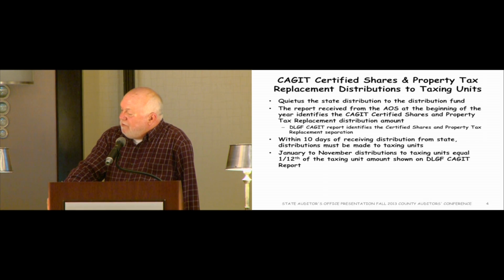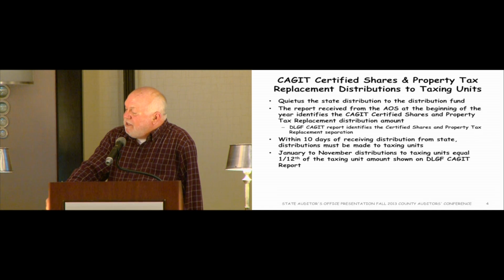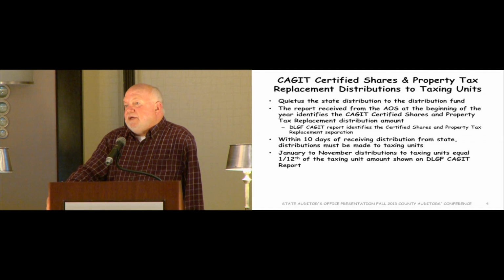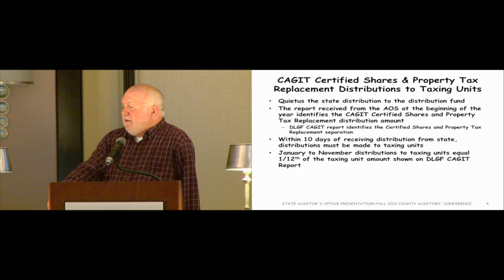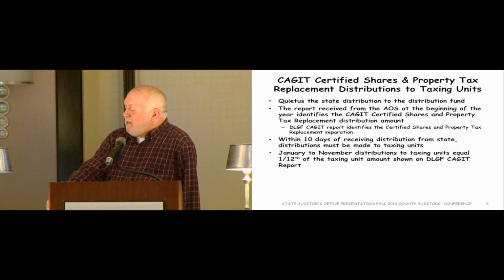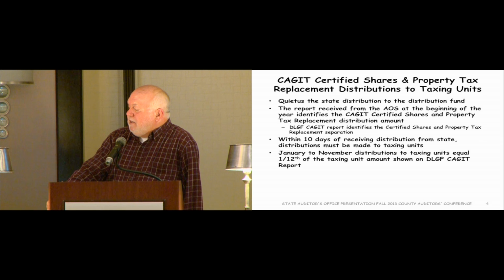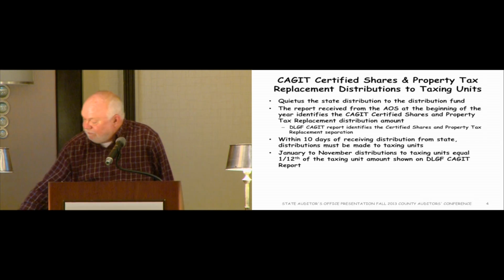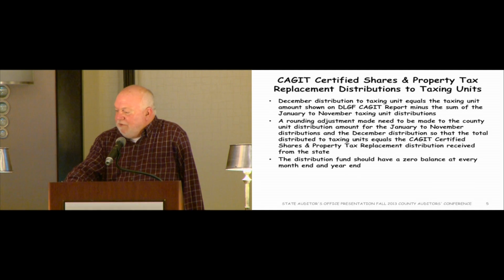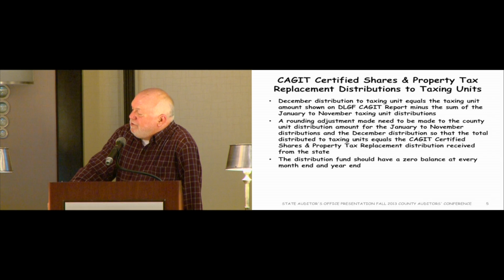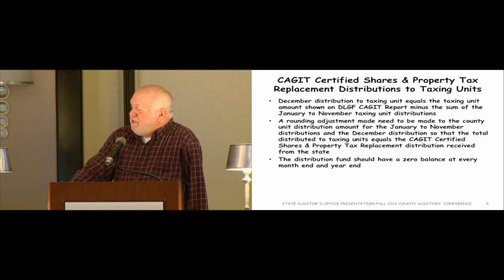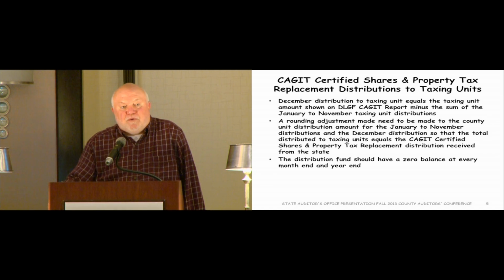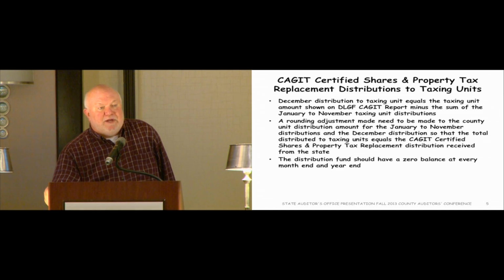The amounts you're going to distribute to the taxing units will be 1/12 of the amount that's shown on the DLGF CAGIT report, which you should already have for next year, or they're out on the DLGF's website. You will take the certified shares and property tax replacement credit amounts off of the DLGF report, and 1/12 of that is what you'll distribute each month. Just like we do with the December distribution to you, your December distribution amount to the taxing unit is going to equal that DLGF report minus the sum of the January through November amounts.